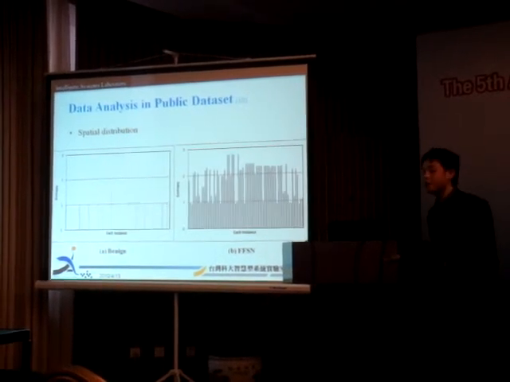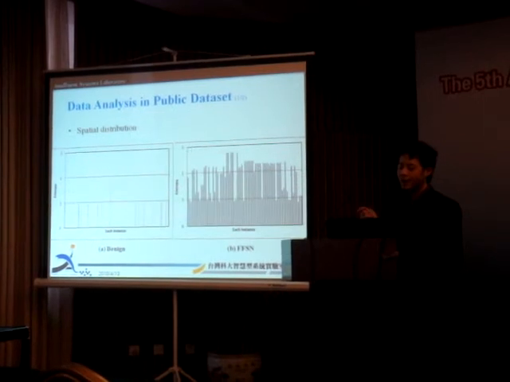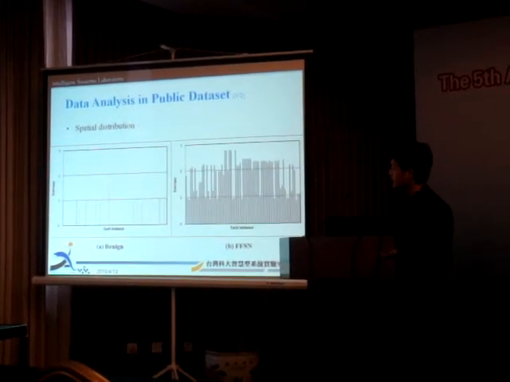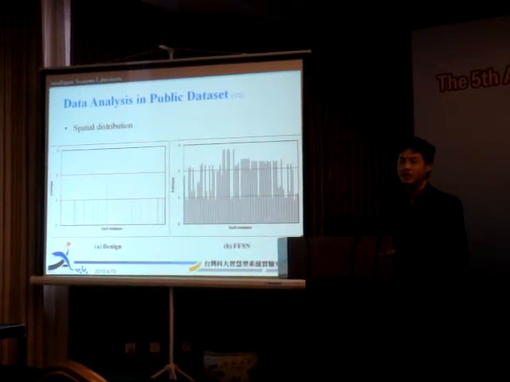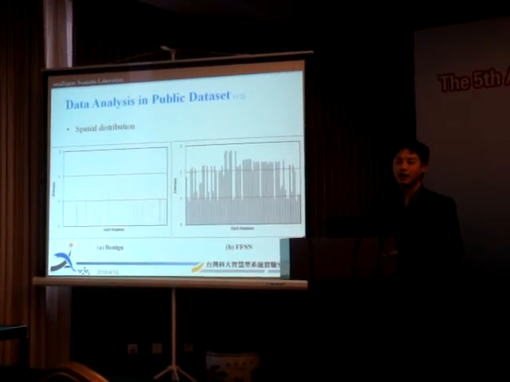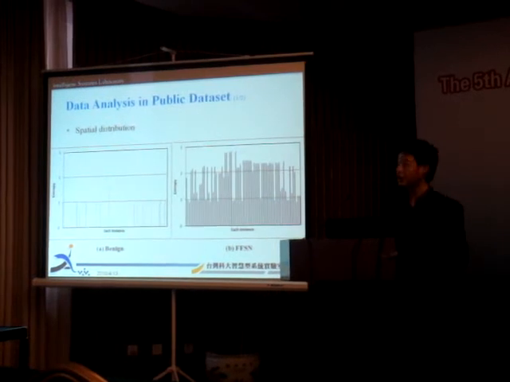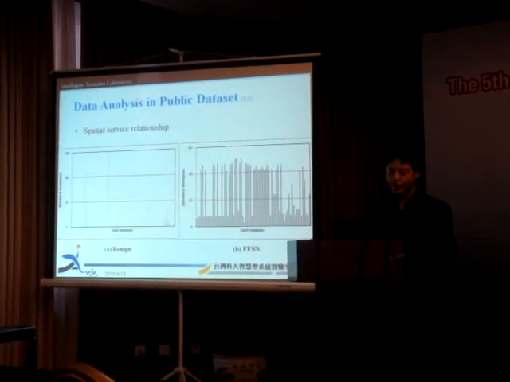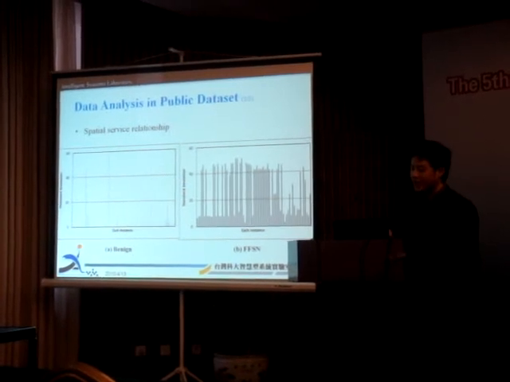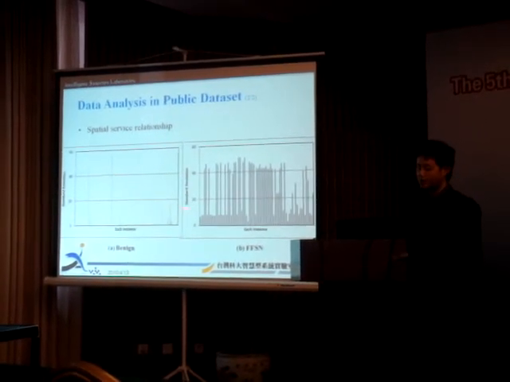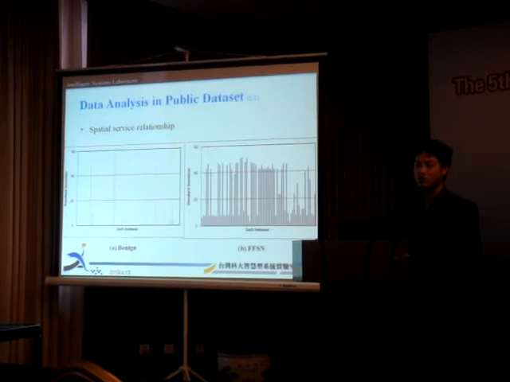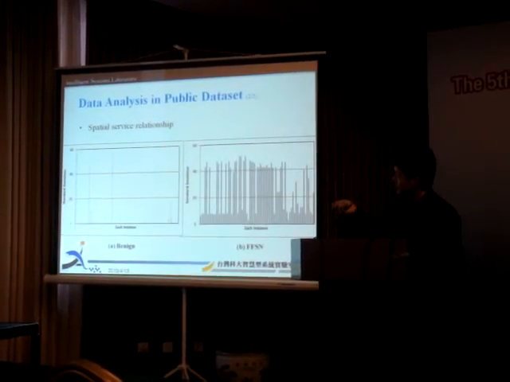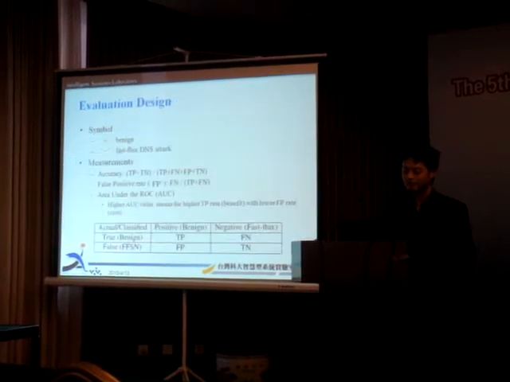After that, we use our proposed spatial distributions to look at the benign and the fast-flux. Actually, this is good news before our final evaluation, because we can easily distinguish these two things. After that, we also analyze the spatial service relationships. Also, it clearly distinguishes these two kinds of service. However, several instances are misclassified.